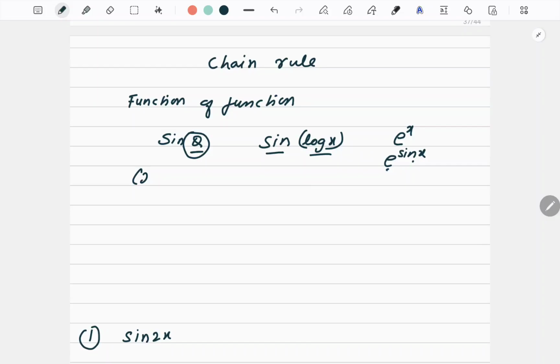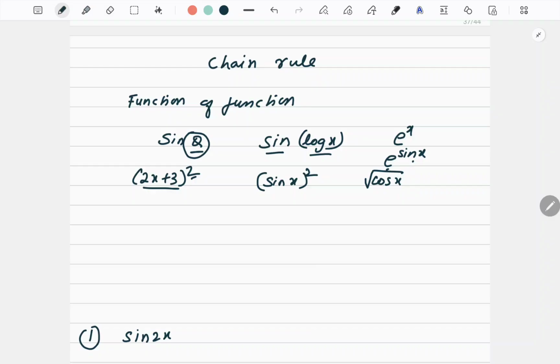Even when you write 2x plus 3 whole square, this becomes function of function. This is a function which is squared. If I write sine x whole square, it is again function raised to the power 2. So square function is used. So it is function of function. Same way if I write root of cos x, it is function of function because root itself is a function. Right? So now we have to learn how to solve this type of derivative.